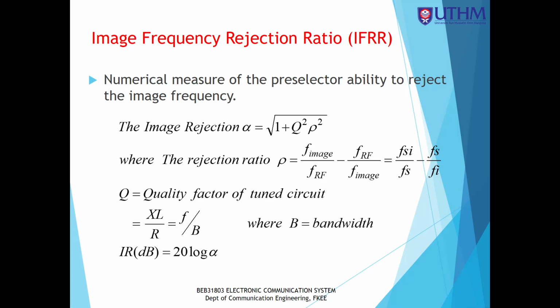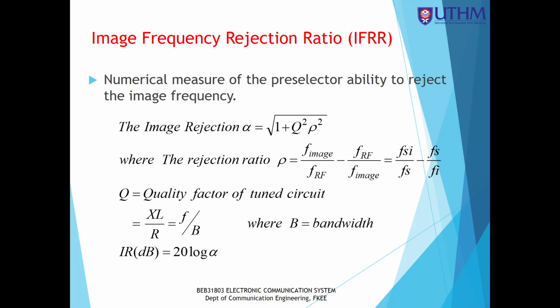Image frequency rejection ratio is the numerical measure of the preselector's ability to reject the image frequency. So this is a parameter to determine the ability of the receiver to reject the image frequency. Again, this IFRR is a favorite question that has been asked in the final exam, one of the favorite sub-questions, to find the IFRR.